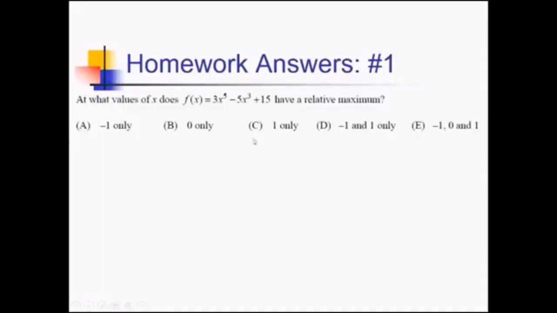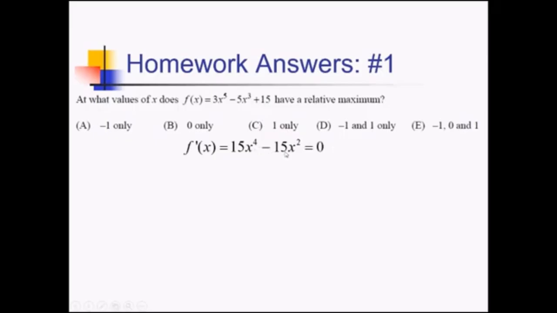For this problem, we want to know at what x values this function has a relative maximum. So for that, we're going to take the derivative and do some sign analysis to see where we're going from positive f prime to negative f prime. So for f prime, this is going to be 15x to the fourth minus 15x squared, and that last 15 is just gone. So we need to set this equal to 0 and solve for critical values.